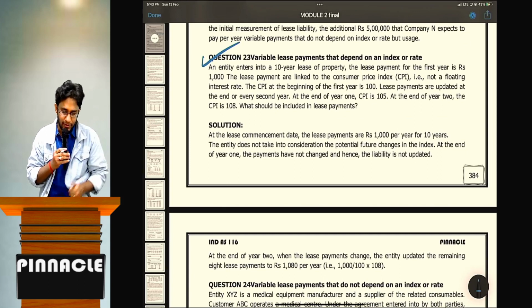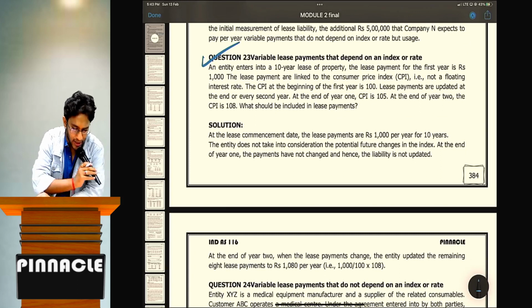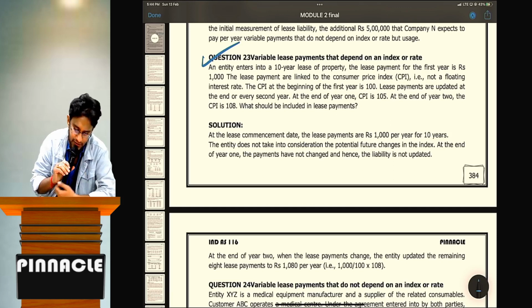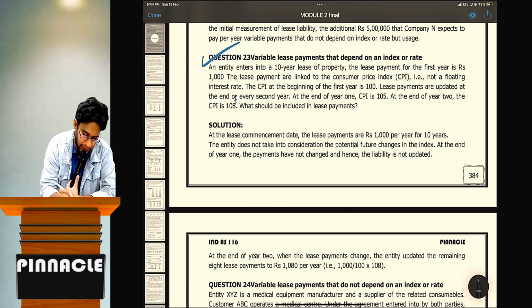This is variable lease payment estimation. It's a good question, sir. An entity enters into a 10 years lease of property. The lease payment for the first year is 1,000. The lease payments are linked to the consumer price index, which is not a floating interest rate. Doesn't matter, index also is okay. The CPI, the price index, at the beginning of the first year is 100. Lease payments are updated at the end of every second year.